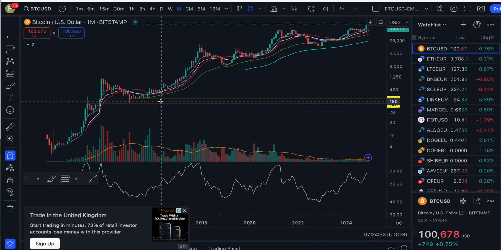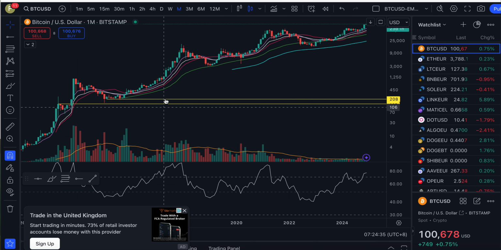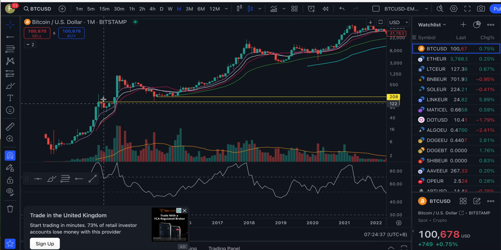Okay, so again, this is horizontal supports and resistance. This was a resistance which turned into a support. Normally the price goes up when it manages to close with a candle above. Normally it comes back down to test it as support and then starts the uptrend.